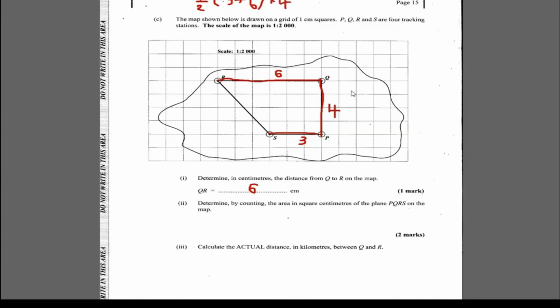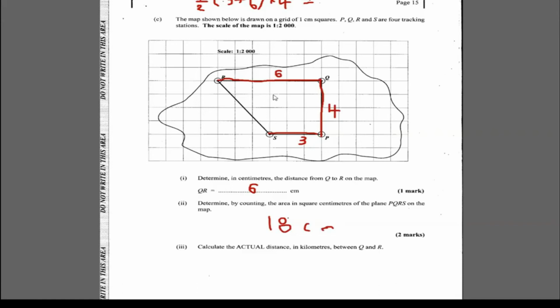So you work this out for them now. 3 plus 6 is 9. 9 times 4 is 36. 36 times a half is 18. So you can tell them that the area is 18 centimeters square.